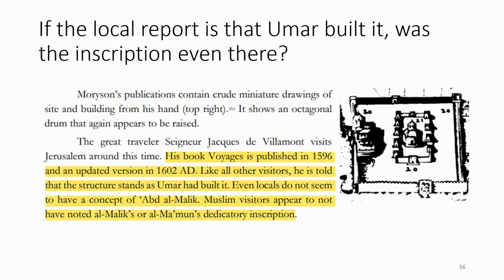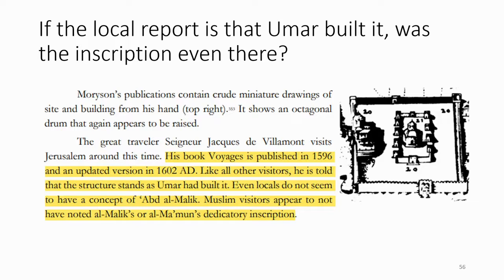Okay, so they were taking any look inside very seriously indeed. What have they got to hide? And again, there's a local report that Umar built the Dome of the Rock again. Morrison's publications contain crude miniature drawings of the site and building from his hand. It shows an octagonal drum that again appears to be raised.